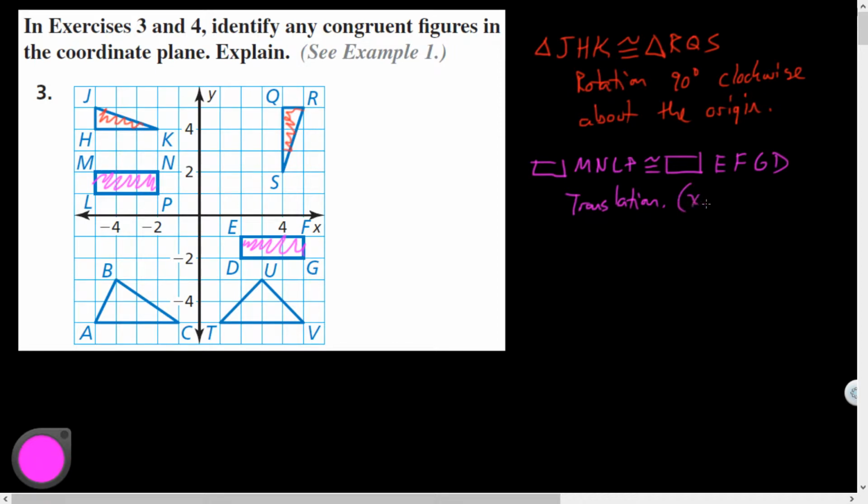According to the transformation rule, what happened to the X here? It looks like L went over 1, 2, 3, 4, 5, 6, 7 spaces, so X plus 7. And Y minus what number? L went down 1, 2, 3 to become the new D, so Y minus 3. Is there another transformation that you could easily do?